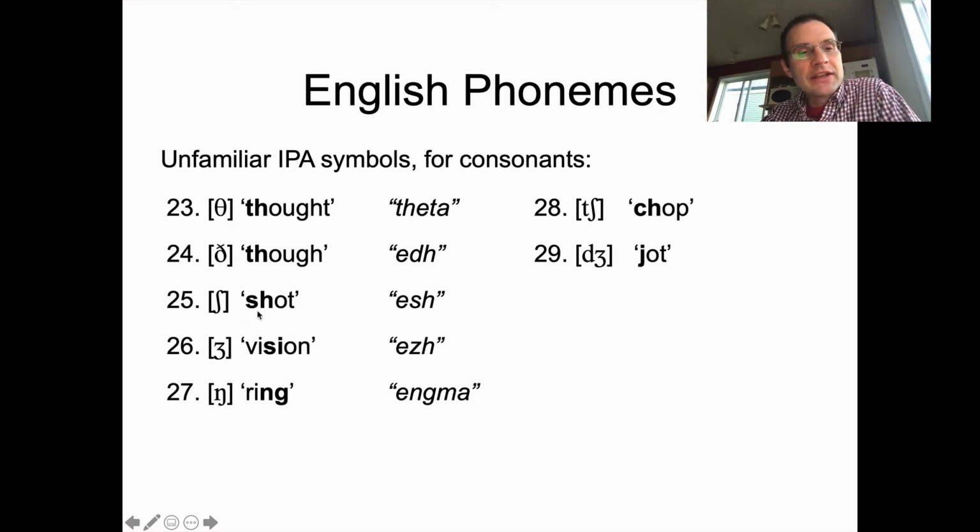Number 25 is sh, like in shot. And we saw that in English there's a wide variety of ways to spell this sound in different English words. The way we're going to spell it or transcribe it consistently in this system is with this symbol. It's sort of like an elongated S because it's kind of similar to the S sound, sh versus s. It's called esh if you want to refer to it as its nickname.